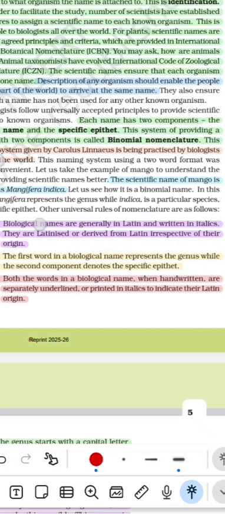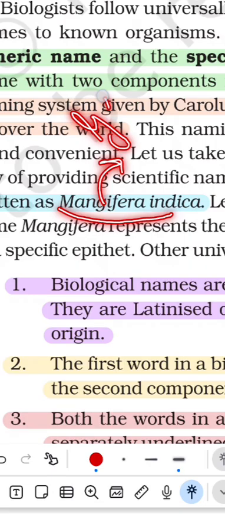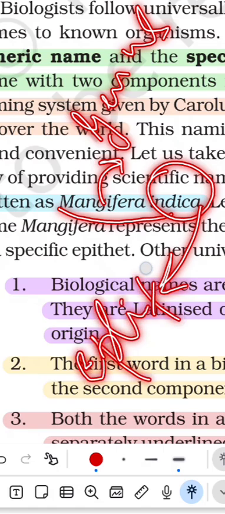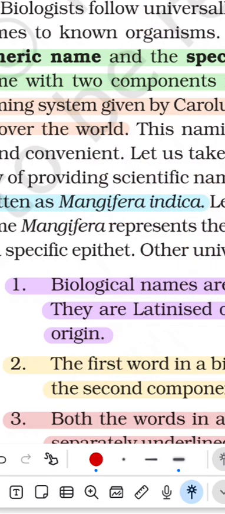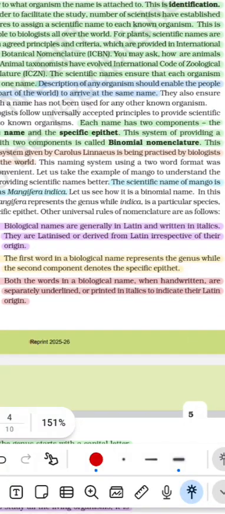And if you see the biological name Mangifera indica, you can see that Mangifera is the name of the genus, and indica is the name of the epithet. Mangifera is the genus, indica is the specific epithet. And you may have a question why it is not underlined. Because it is printed in italics, there is no need to underline.